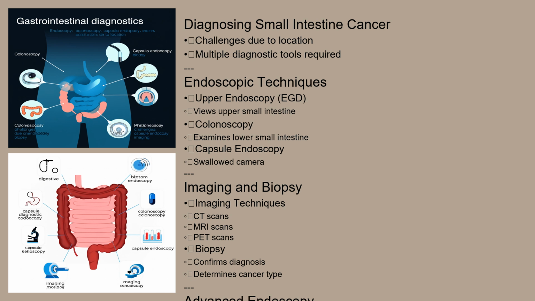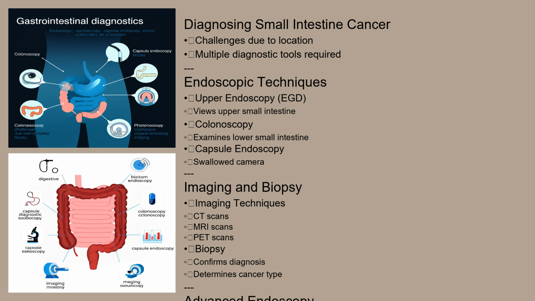Diagnosing small intestine cancer can be challenging due to its location deep within the abdomen. Several diagnostic tools are used. An upper endoscopy, also called an esophagogastroduodenoscopy, or EGD, allows the doctor to view the upper portion of the small intestine. A colonoscopy can examine the lower portion.